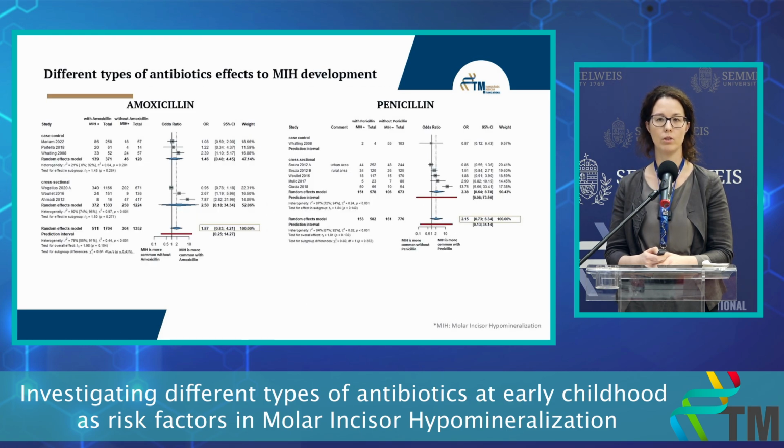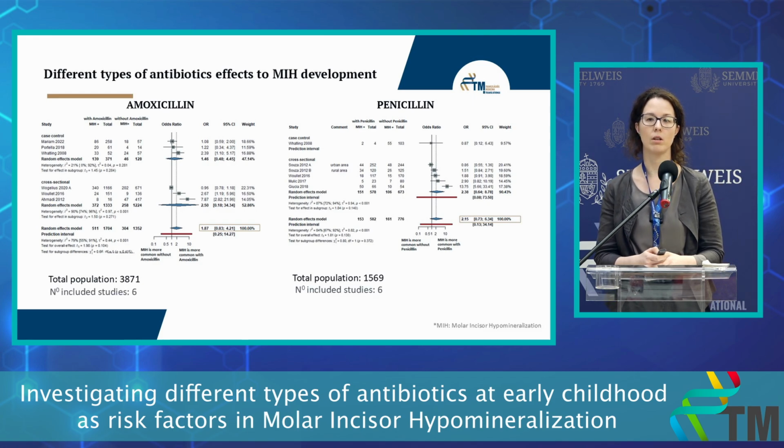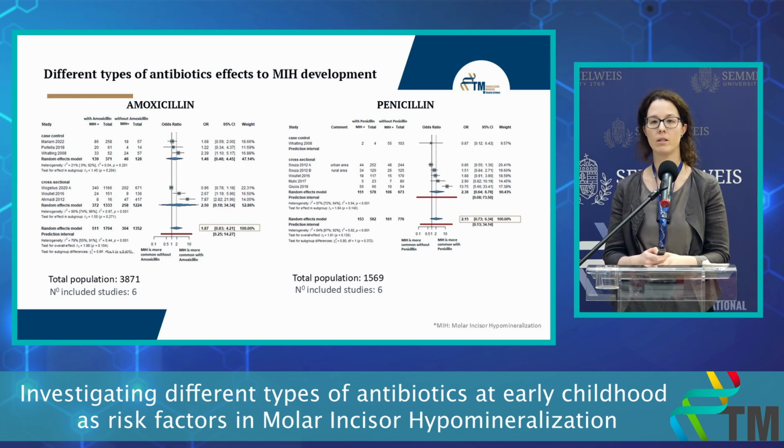We investigated also the most common types of antibiotics, amoxicillin and penicillin, with the same population. So they were children with MIH positive and negative children. The total population was high, mainly in the amoxicillin group, where we could only include 6 studies in the amoxicillin and penicillin analysis.